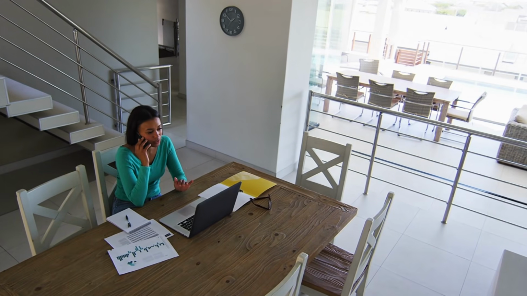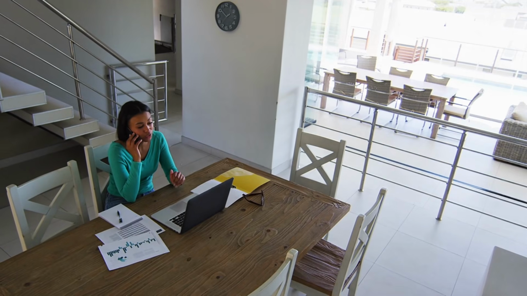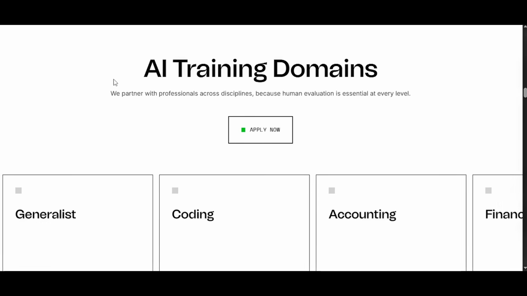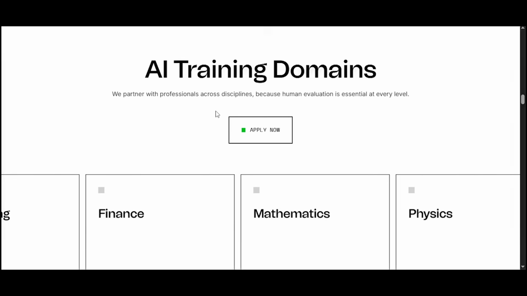Let's look at a simple example. Imagine an AI receives this question: what are 3 healthy habits people should practice daily? The AI generates an answer. Your task may be to review that response and determine, is the information accurate? Does the answer give value to the question? Is it easy to understand? Is anything missing? Or could the response be improved?